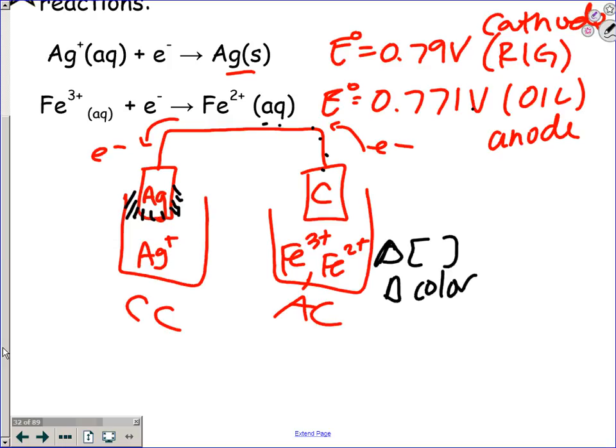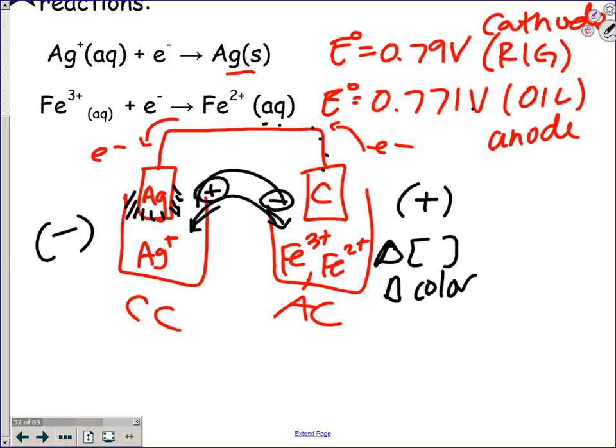There's one thing missing from this. What is it? Salt bridge. So what ion is going to move towards the cathode? Right, the cation will move towards the cathode because it's going to neutralize the negative charge that's beginning to build up as these electrons get deposited. And then what ion moves towards the anode? The anion. And that's going to happen because as there's a loss of electrons, it becomes a positive overall charge buildup, so we want to neutralize that.